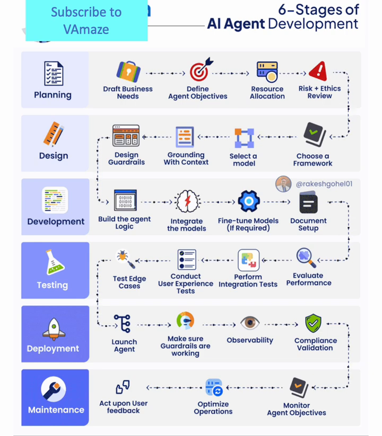Choose a framework. Framework selection significantly impacts development velocity and long-term maintainability. The choice depends on your specific requirements. Do you need multi-agent coordination? What level of customization is required? How important is community support and ecosystem compatibility?